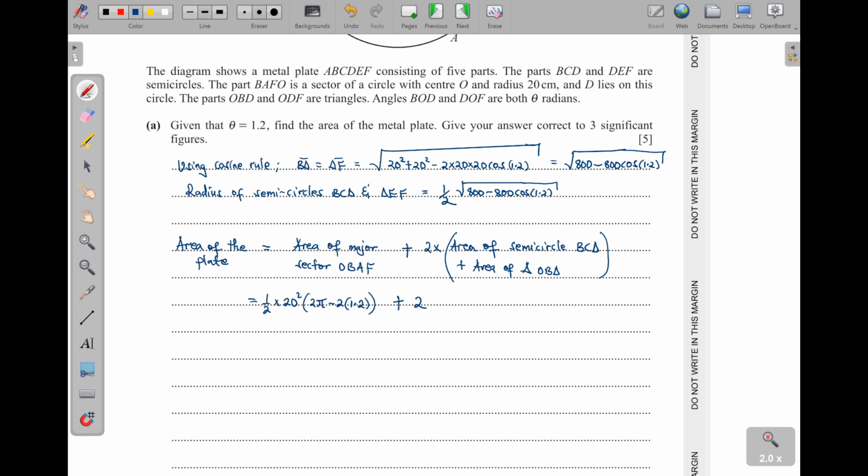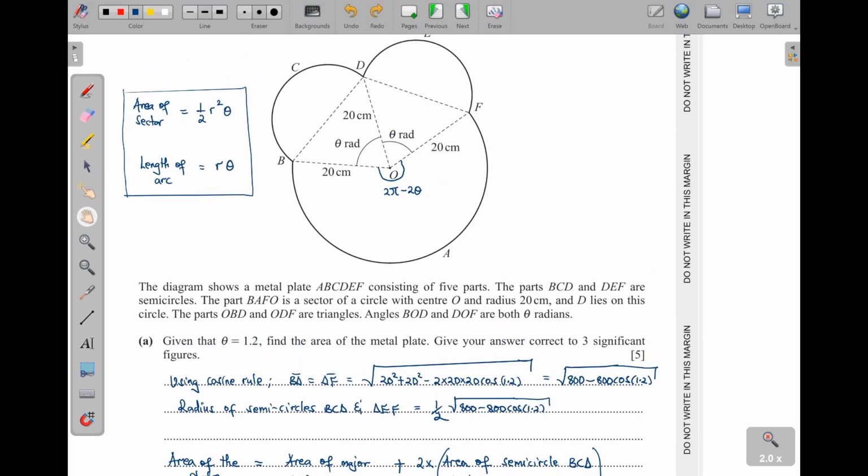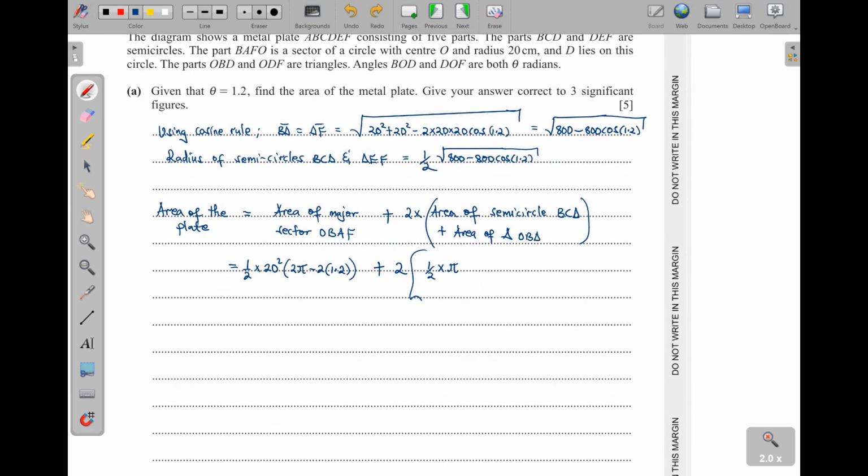Then we go here, 2 into. Now, area of the semicircle is a half the area of the circle, a half pi r squared. So what is the r? R is this one here. Okay? We got it here, a half of this one, that will be the radius. So we shall have a half of the 800 minus 800 cosine of 1.2. Remember, the calculator here must be in radians. This radius here is squared.